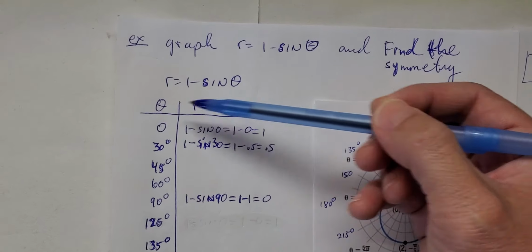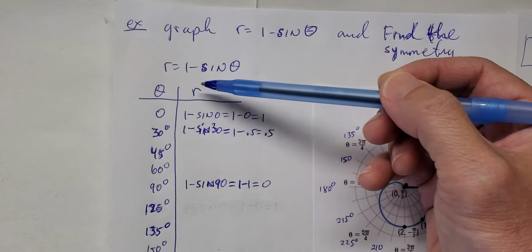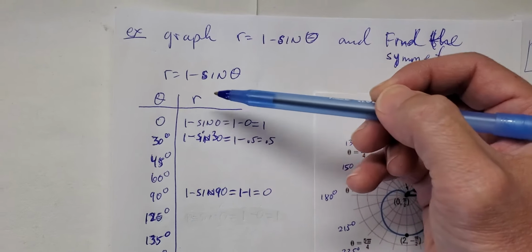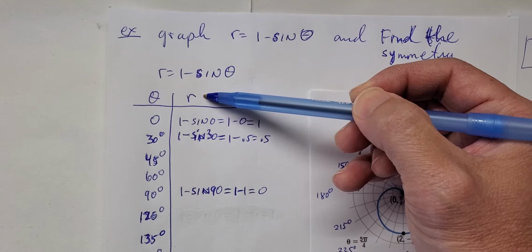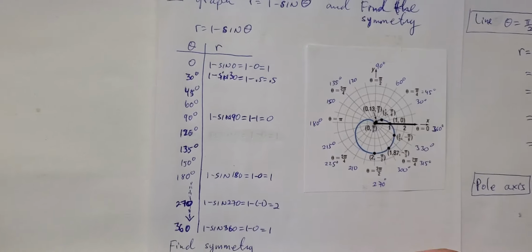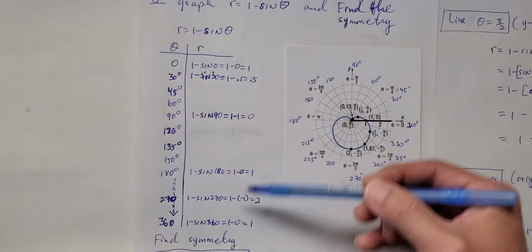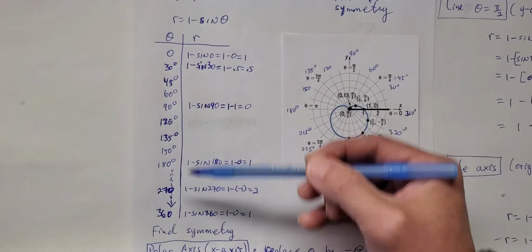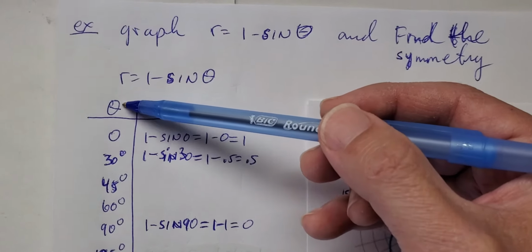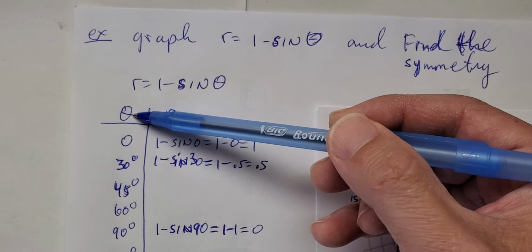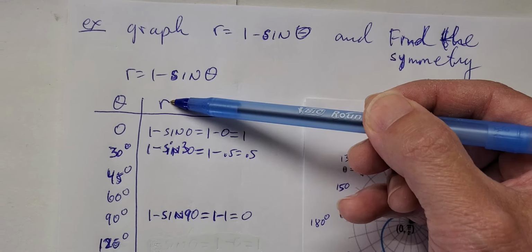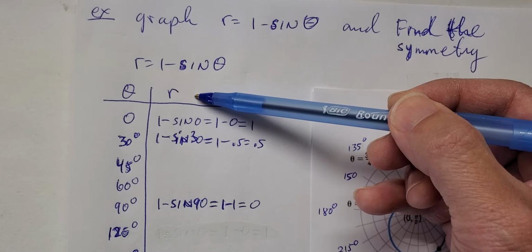Now with polar, we don't use x and y, we use r and theta. But we will pretend that theta will be the x, r will be your y. So again, we will create the x, y, t table. Let me zoom out so you can see the entire table. We'll let x be theta and r will be the y. So this is your x, this is your y.